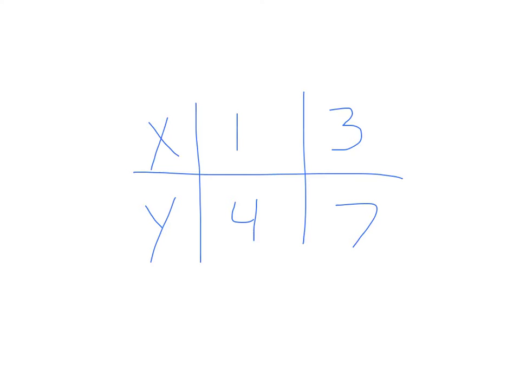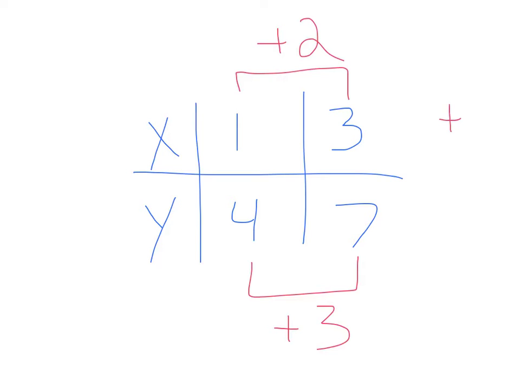Now, looking at the points in a table, rather than looking at them as a graph, I could certainly look at the change in x and the change in y. For example, to get from 4 to 7, I would have to go up 3, or I would have to go 3 places. In order to get from 1 to 3, I would have to go plus 2. So again, my change in y over change in x, in this case, is going to be positive 3 over positive 2, or I should just write it as 3 over 2.